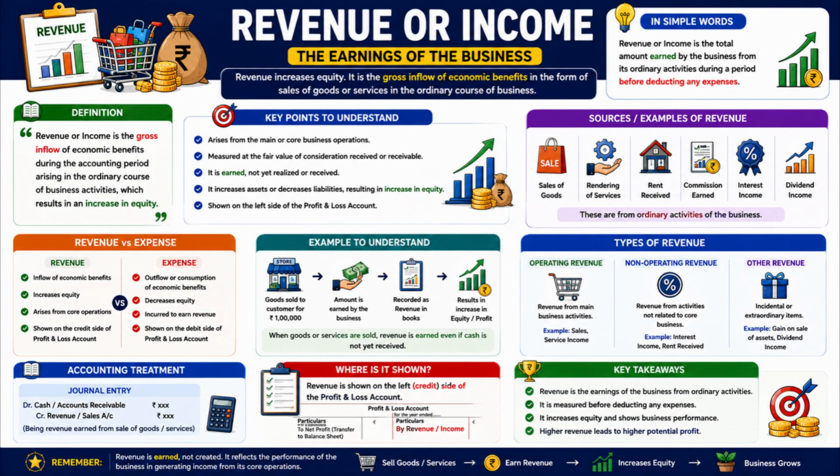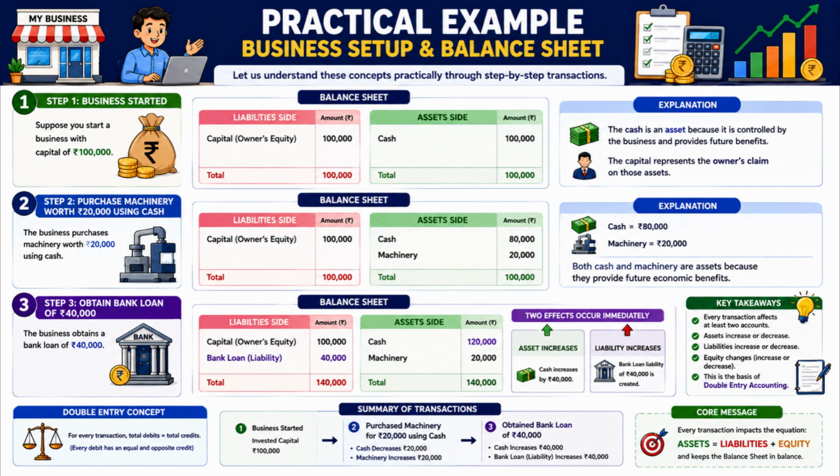Revenue refers to the inflow of economic benefits into the business. Examples include sales revenue, service revenue, interest income, commission income, rent received, dividend income. Revenue is generated from the normal operations of a business. Whenever the business sells goods or provides services, revenue is earned. Revenue increases the wealth of the business. Now, let us understand these concepts practically.